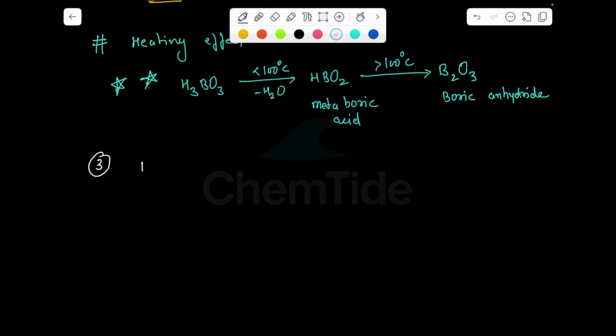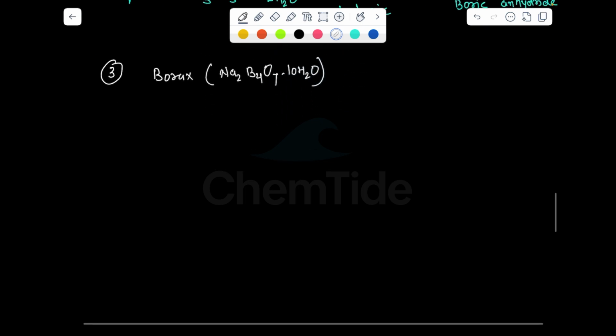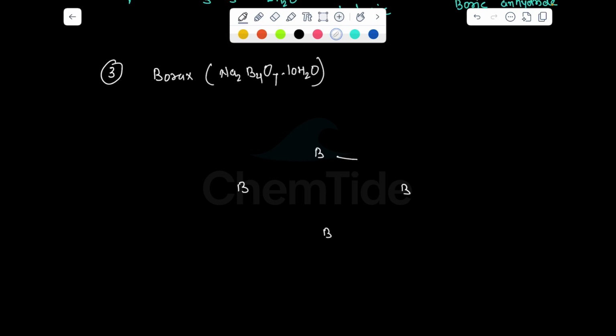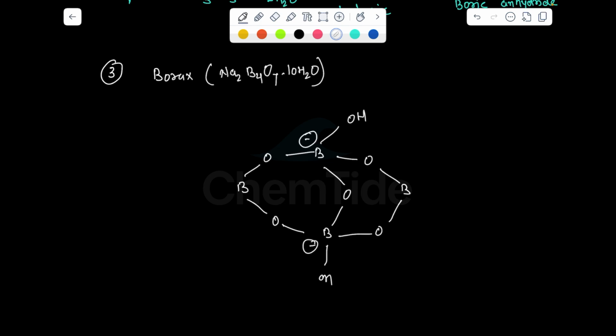Next, the third compound, they could ask about borax. Borax is nothing but Na2B4O7.10H2O, and the structure of borax looks like this: we can make 4 boron in a diamond shape. This is the oxygen connected, and here on this side OH is connected with minus sign. This is OH connected.